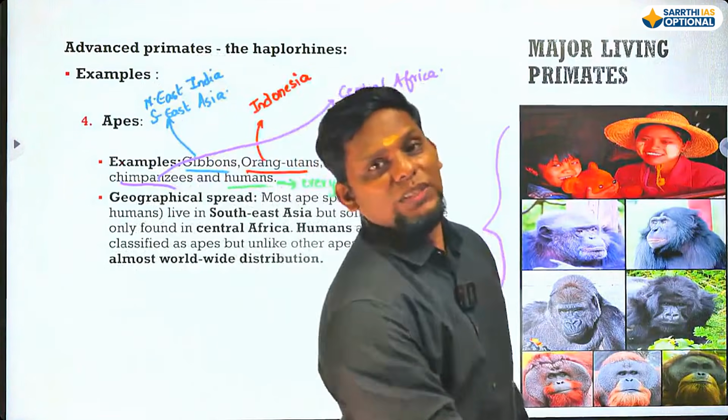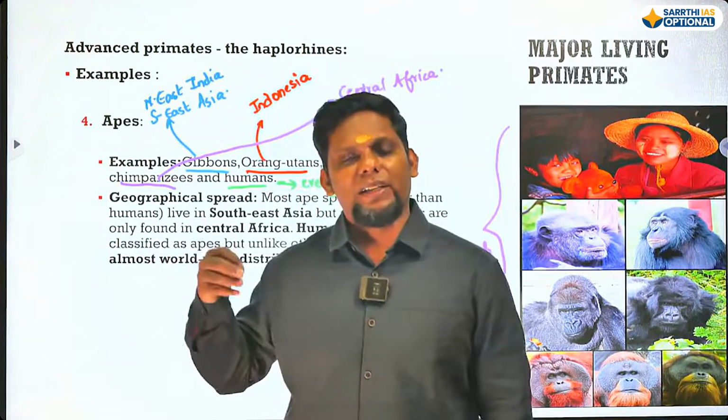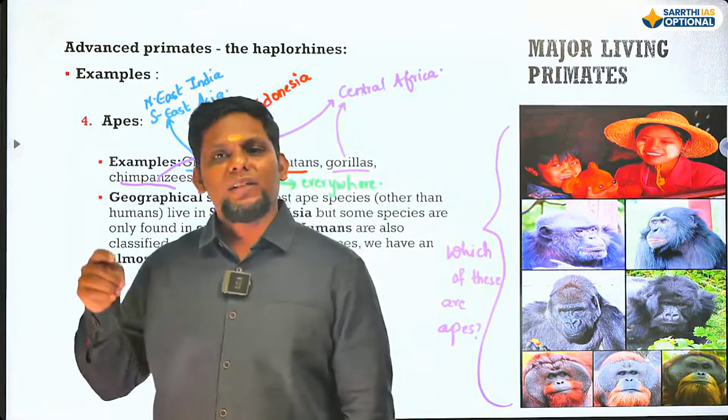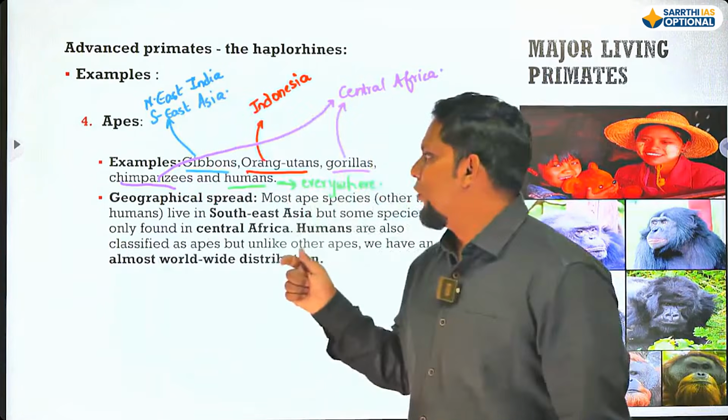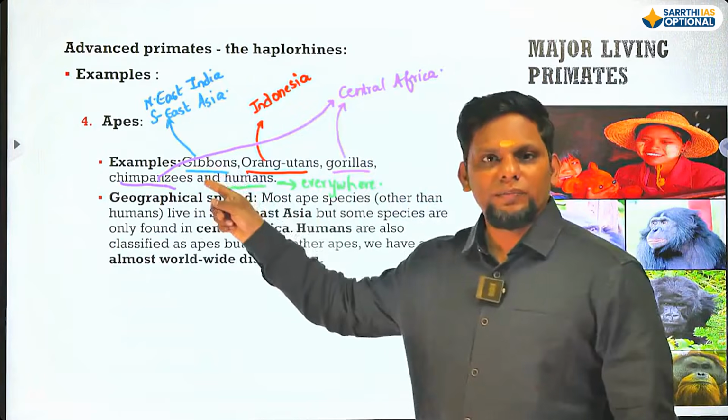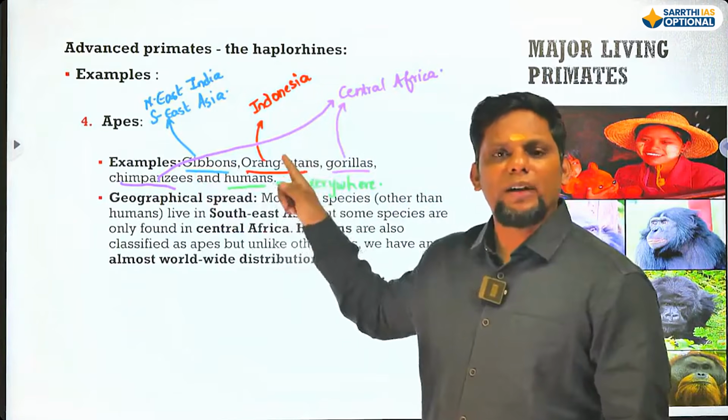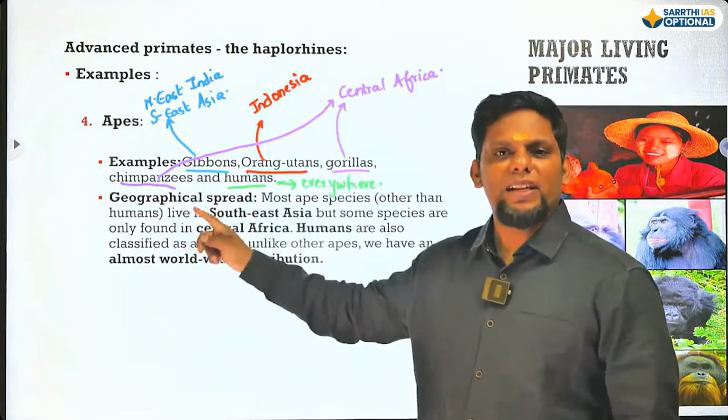Then you have whom? The apes. And we will read about apes in a little more detail, but this is again the advanced group. So apes are essentially hominoids. I'm saying hominoid because I'm starting with gibbons, then going to orangutans, then I have gorilla, then chimpanzee, and then I have humans.